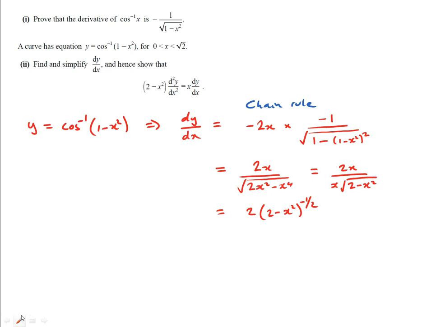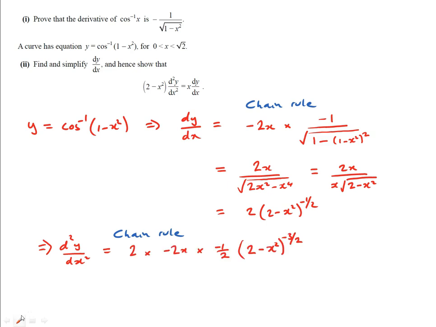So we've now got to show that 2 minus x squared times d2y dx squared is the same thing as x times dy by dx. We know what dy by dx is, so we can work out d2y dx squared, again using the chain rule. And using the chain rule, we're going to have dy by dx is 2 lots of the derivative of 2 minus x squared, which is minus 2x, times by the derivative of something to the minus a half, and the derivative of something to the minus a half is minus a half, times by the something to the minus 3 over 2.